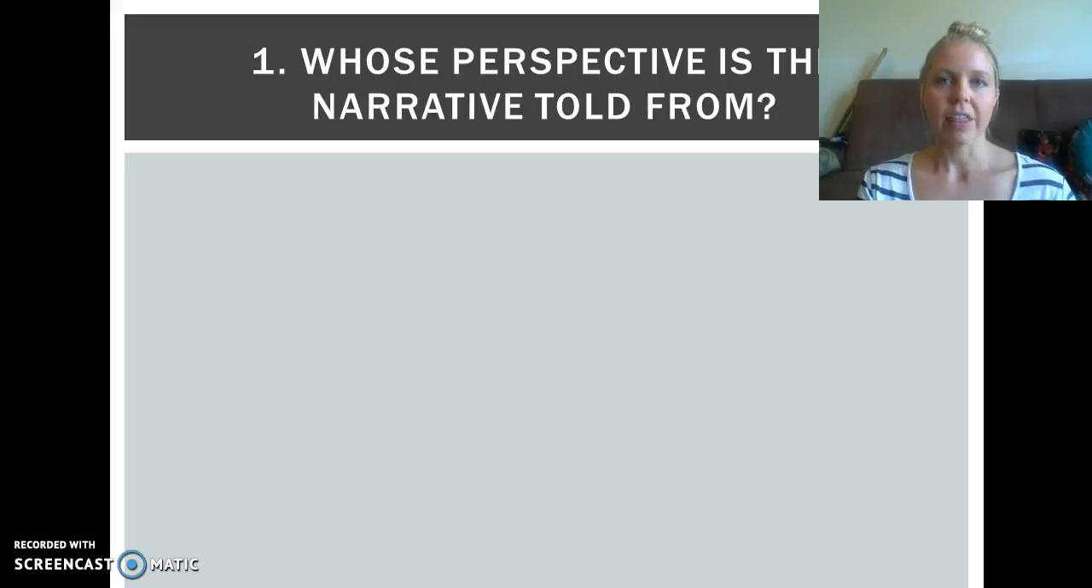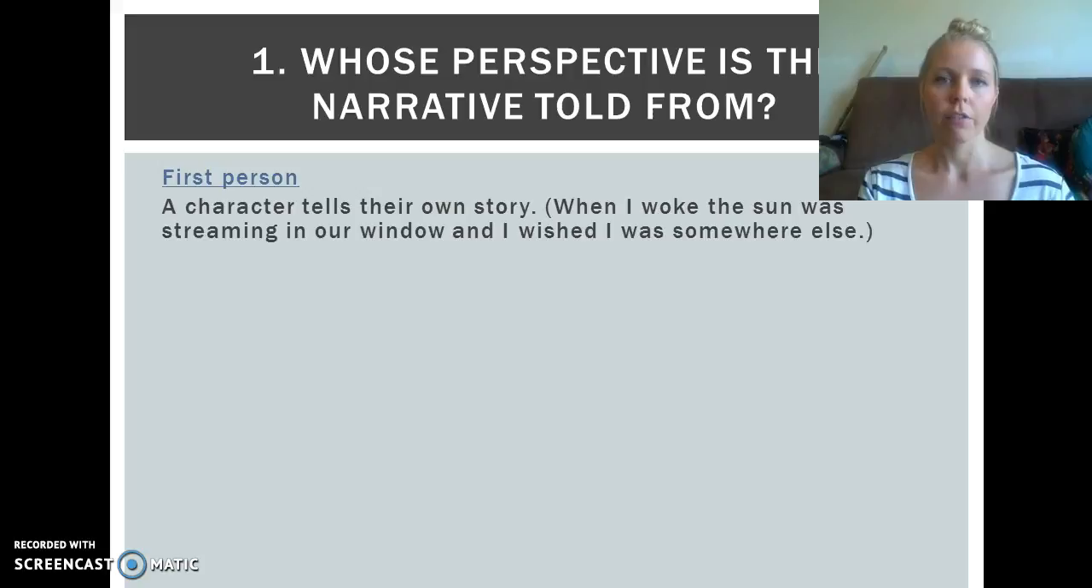Okay, some things to think about. Whose perspective is the narrative told from? The first option is first-person narrative. This is where a character tells their own story. An example of first-person narration is, when I woke, the sun was streaming in our window, and I wished I was somewhere else. First person uses lots of words like I, me, my, our, us.